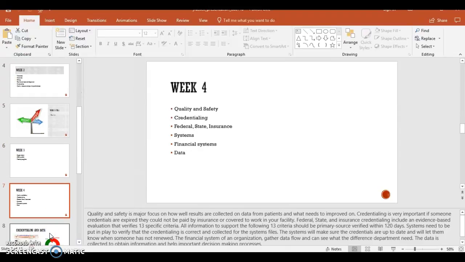Week 4, we learned about quality and safety, accreditation, federal and state insurance systems, financial systems, and data.